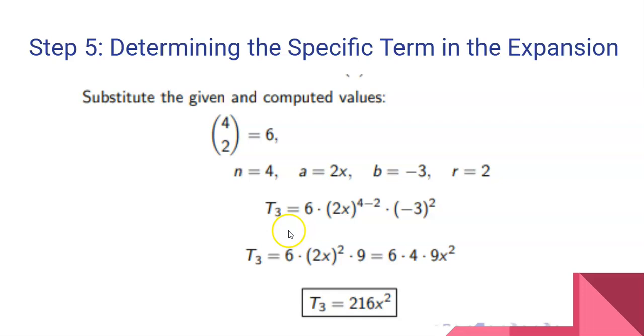So the third term is equal to 6 times 2x raised to 4 minus 2 times negative 3 squared. 4 minus 2 is 2. So we now have 6 times (2x) squared times 9, and that will be equal to 6 times 4 times 9x squared. Then multiply the numerical coefficients. 6 times 4 times 9 is 216, and copy the variable part, x squared. So the third term is 216x squared.